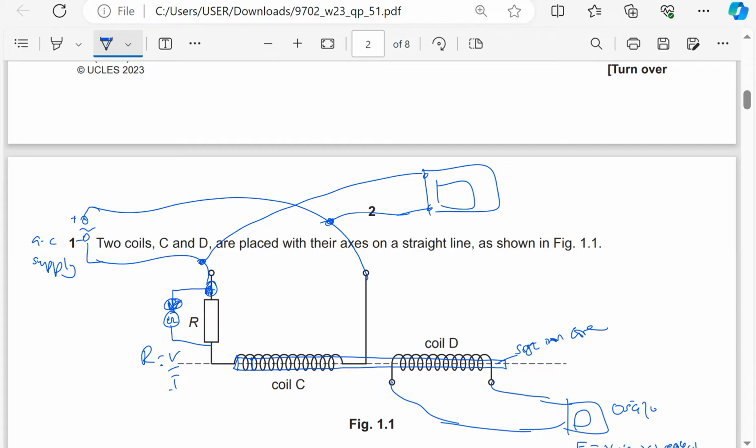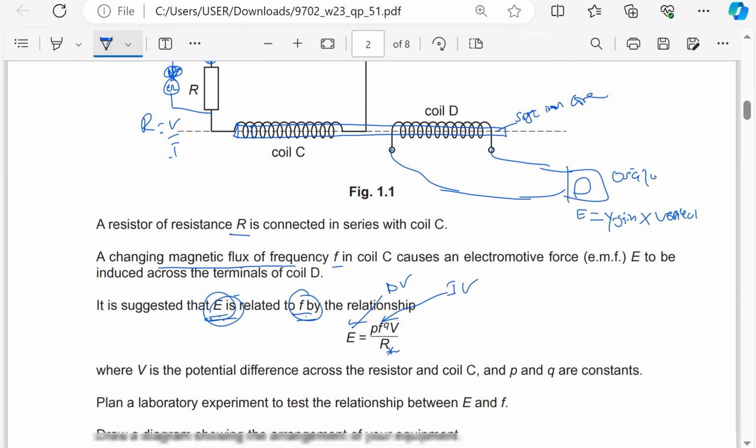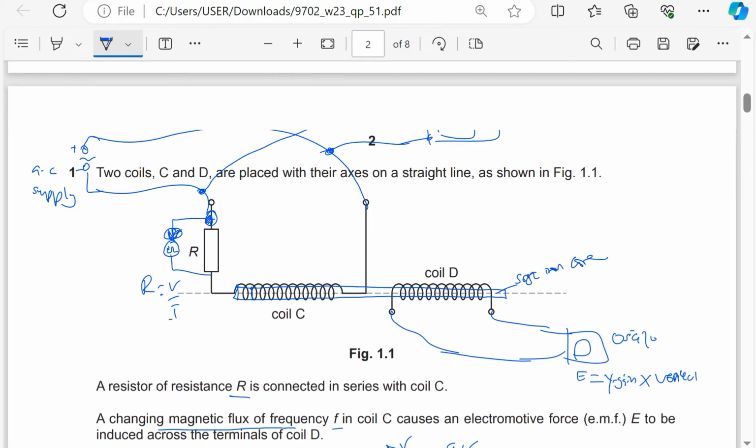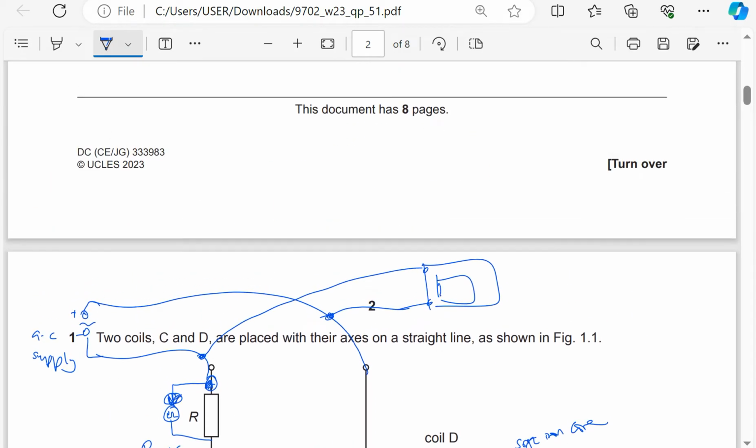On the oscilloscope, I'll find V, that is the amplitude of the input AC supply across the coil and R. So I'll measure V. Of course, V is going to be the Y gain times the vertical distance. Then I'll also measure frequency from frequency equals 1 over period. And the period is the time-base setting times the horizontal distance L on the cathode ray oscilloscope.